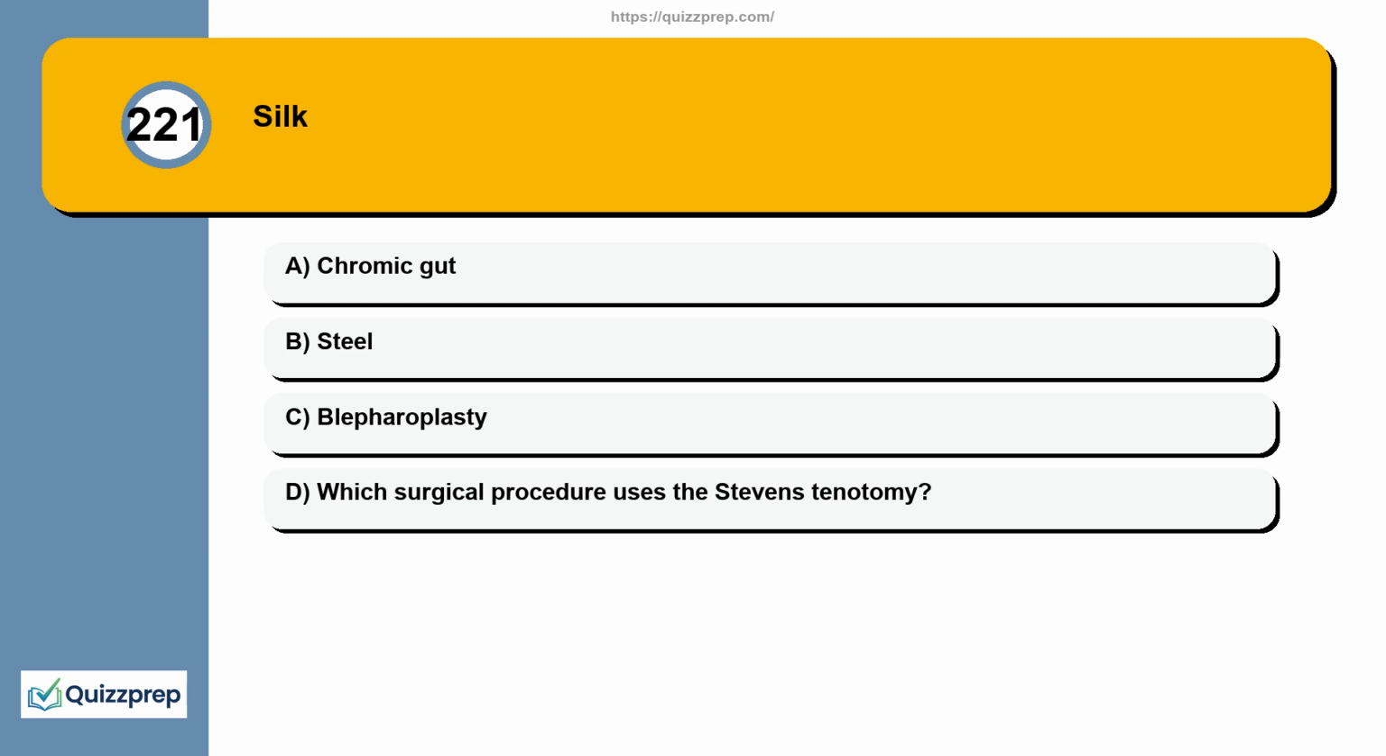Question 221. Silk. Option A, chromic gut. Option B, steel. Option C, blepharoplasty. Option D, which surgical procedure uses the Stevens tenotomy? The correct answer is option Nan. Question 222. Meniscectomy. Option A, laminectomy. Option B, blepharoplasty. Option C, gynecologic. Option D, which surgical specialty uses the Sims retractor most? The correct answer is option Nan.